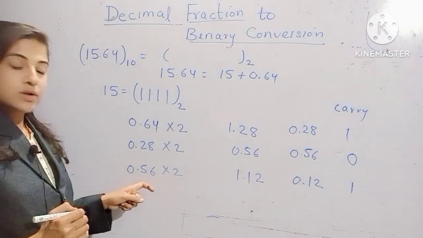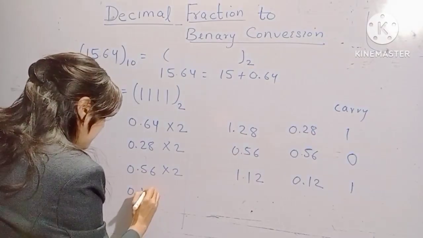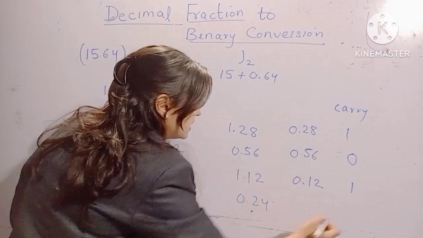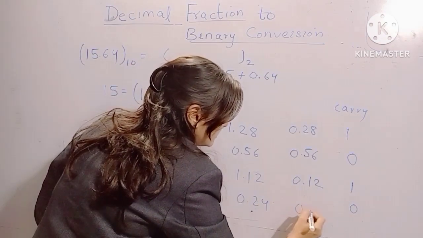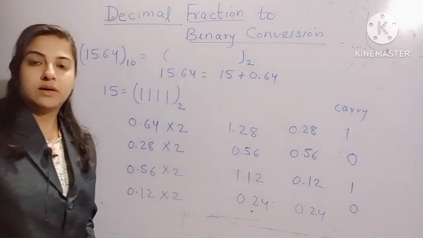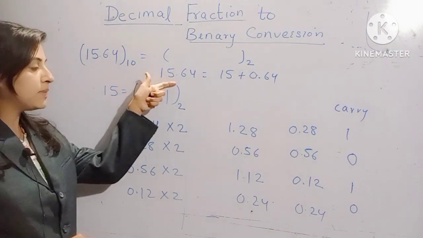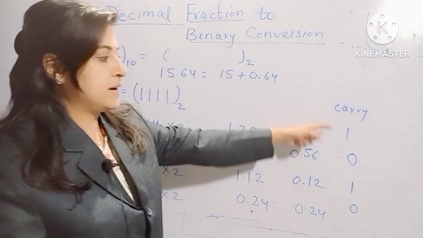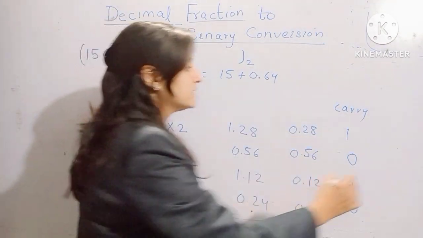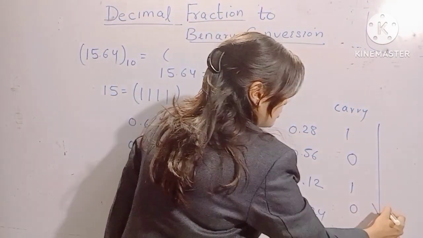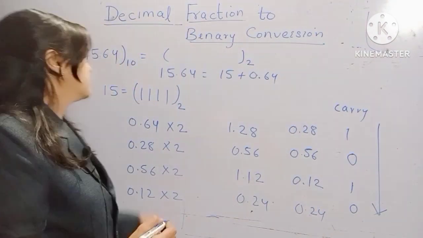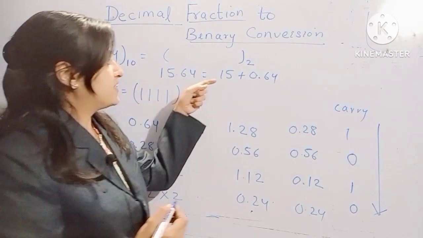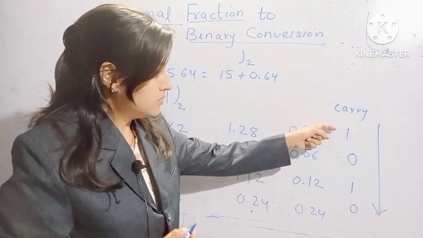Again the carry will be 1 and the rest number is 0.12. So 0.12 again I'll multiply by 2. I'll get 0.24. Now in this case the carry is 0. So the fractional part we have to keep on multiplying by 2 and we have to write the carry part here. And the final step is we have to go from top to bottom. For the integer part, we need to go from bottom to top. For the fractional part, we have to go from top to bottom.